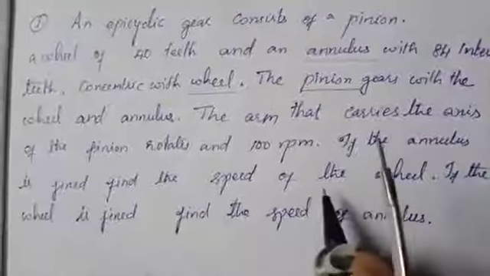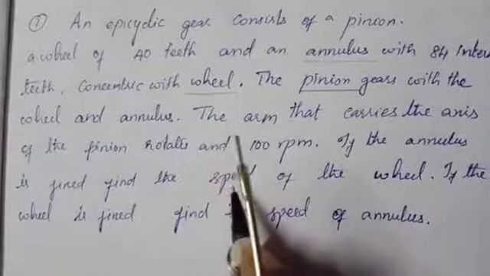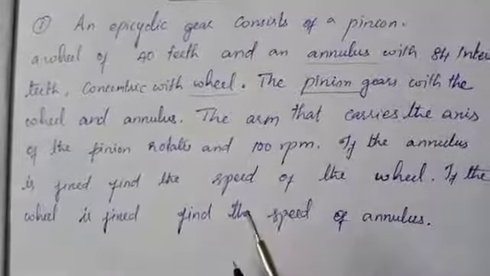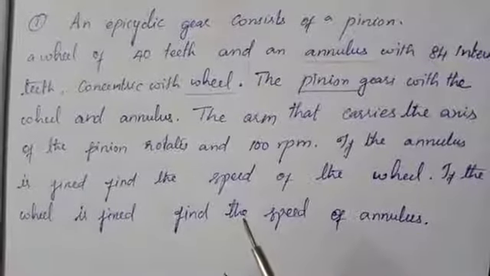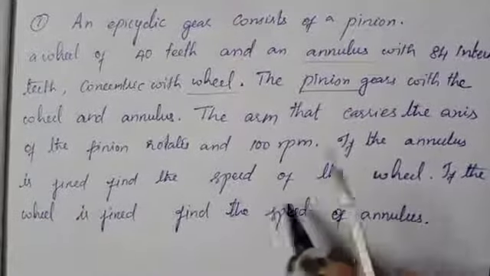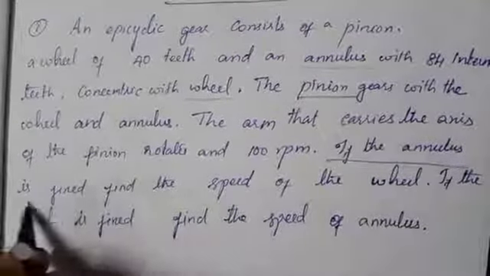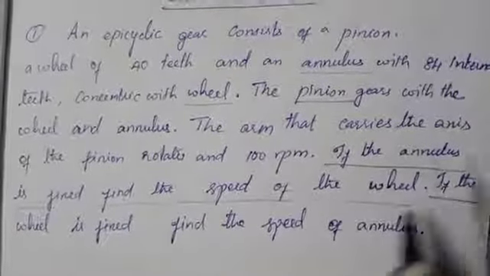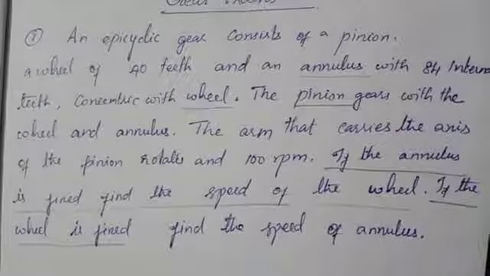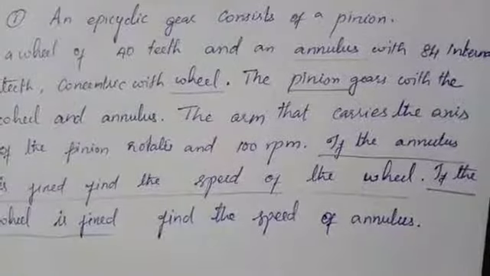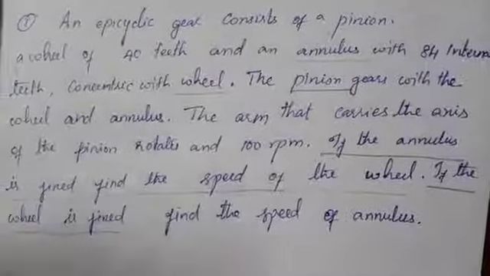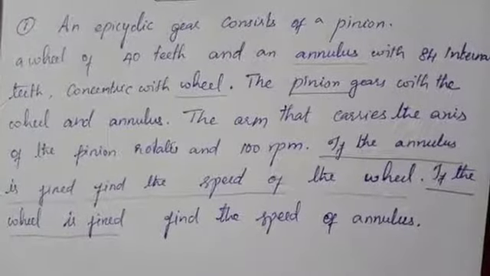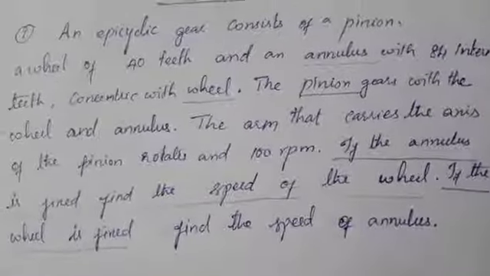The arm that carries the axis of the pinion rotates at 100 rpm. So the meaning is the pinion has the arm, and that arm rotates at 100 rpm. The first question: if the annulus is fixed, what is the speed of the wheel? And the second condition is if the wheel is fixed, find the speed of annulus. So they ask that vice versa. You can start the motion from the internal gear or from the wheel. This is done with the tabular column method. I have already explained a problem with the tabular column method, so now I will go through the problem.